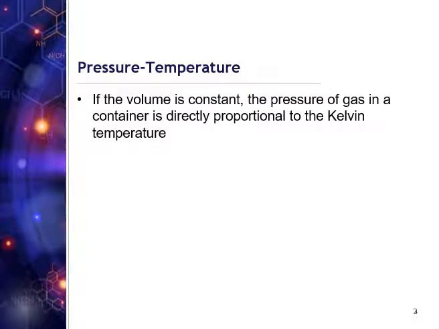If the volume is constant, the pressure of gas in a container is directly proportional to the Kelvin temperature. The formula is P1 divided by T1K is equal to P2 divided by T2K. Remember, the K is there to remind you to work the problem in Kelvin. Gas law problems have to be worked in Kelvin. This is the equation that we will use when solving pressure and temperature problems.